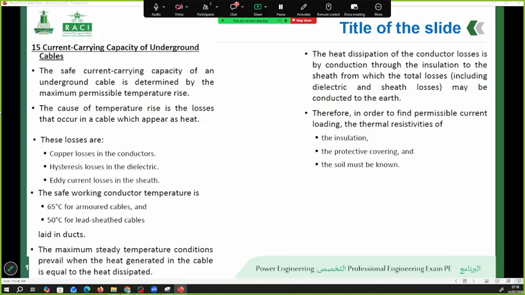Capacitance grading is a technique used to achieve a more uniform electrostatic stress in a cable insulation. In an ungraded cable, the electrical stress is the highest near the conductor and decreases toward the shield. So this method replaces the homogeneous dielectric with a composite dielectric consisting of multiple layers of different materials.